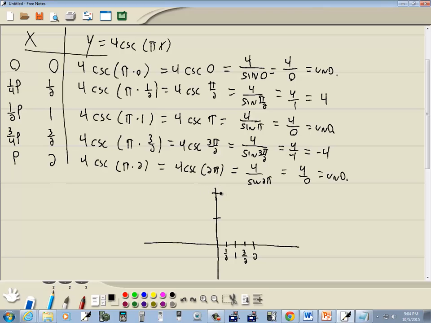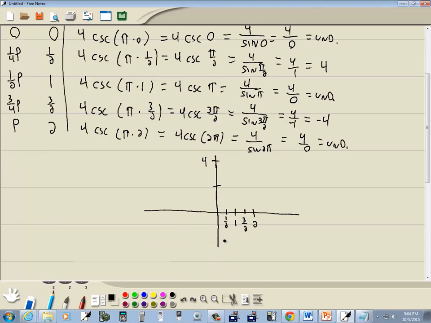You need to put a point there. That's 4. And then going down, the distance there is about 4, so this is approximately -4 here. Okay. At 0, it's undefined, which means I put little dots here to indicate that's an asymptote.